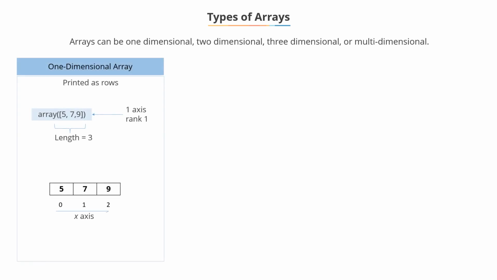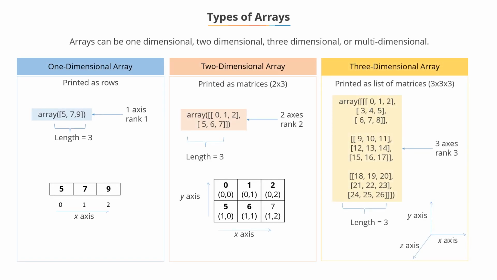Arrays can be one-dimensional, two-dimensional, three-dimensional, or multi-dimensional. The best way to visualize an array is as rows and columns. You can also look at it by its dimensional axis or rank. You can think of a one-dimensional array as a single row of values. So a one-dimensional array has one axis or rank 1. Two-dimensional arrays can be visualized with rows and columns. This means that it has two axes or rank 2. A three-dimensional array has three axes and can be visualized as a cube, which has height, width, and length. Similarly, multi-dimensional arrays have multiple axes.